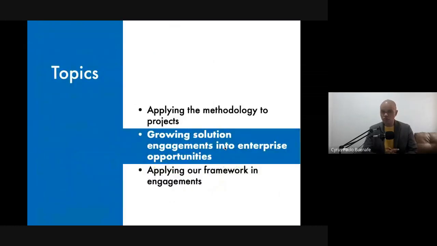We will stop here for now. For today, we will continue with the next topics on applying the solution architecture framework. This time we'll go into dealing with the customers, the engagements. We'll have a little more appreciation of how we deal with the customers in our next lecture.